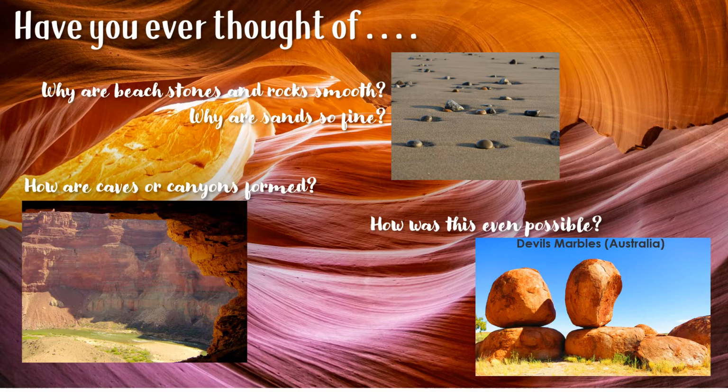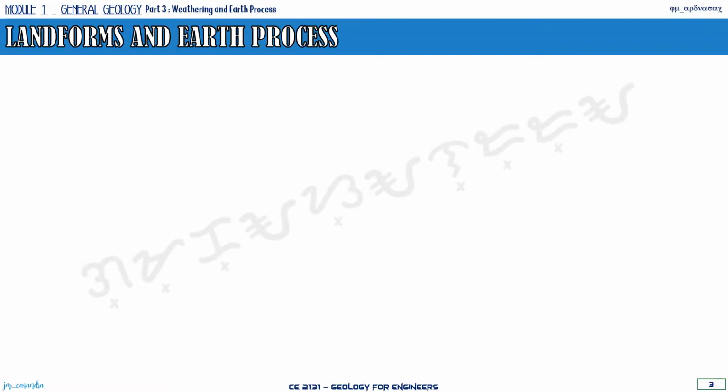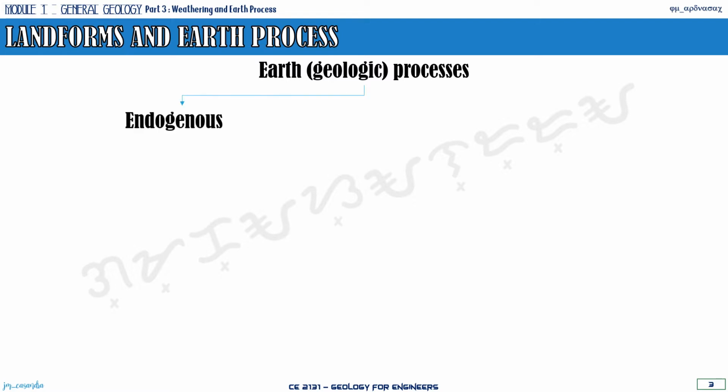So the answer to that would be what we call your earth processes, or the geologic processes. So the geologic process will have two categories. The first one is what we call your endogenous process, and the other one is what we call your exogenous process. So what is the difference between the two?